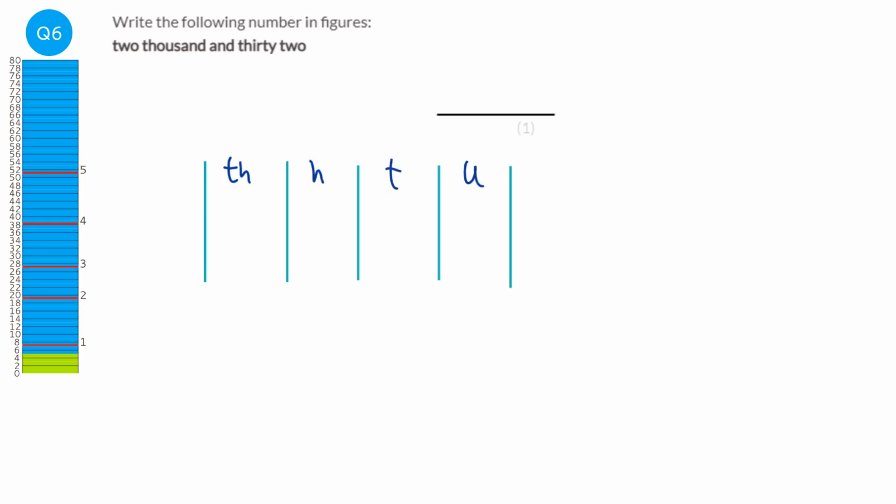So this says 2,000, so a 2 will go in the thousands column. 30, so that'll be a 3 there, and 2. So we need to fill in a 0 here to keep that 2 as 2,000, otherwise that would collapse and it'd become 232. So the answer is 2032.